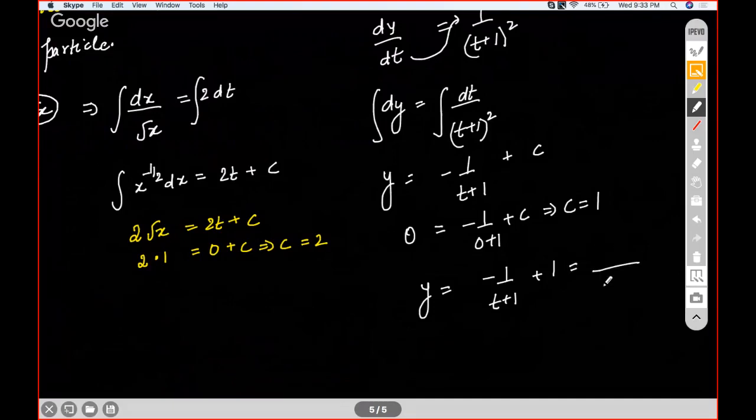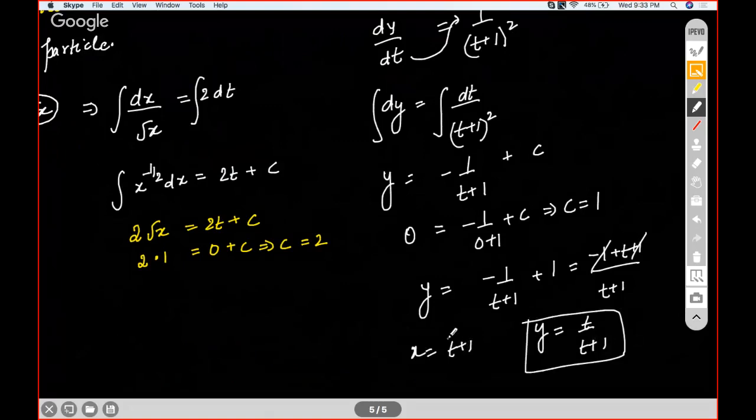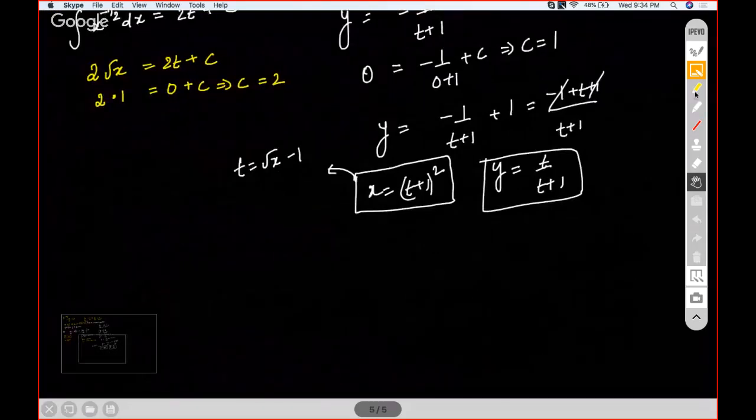If you want, you can simplify this. It will be minus 1 plus t plus 1. That's going to be y is equal to t by t plus 1. Now y is t by t plus 1, x is t plus 1 the whole square. Now I have to eliminate t between them to get the Cartesian form. This is right now in the parametric form. So from this relation I can say t is root x minus 1. Of course, I cannot take minus root x minus 1, because in that case t would become negative, which is not possible. Time cannot be negative.